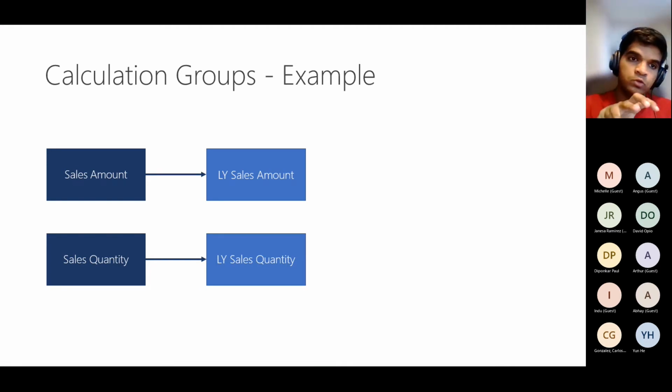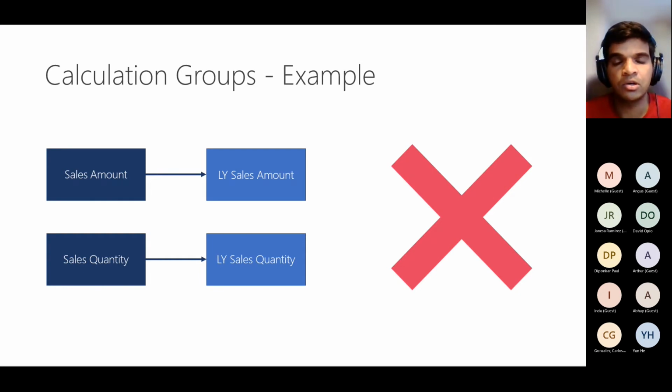So you do have the sales amount and the sales quantity base measures, and those base measures would be referring to two new measures, the last year sales amount and the last year sales quantity, which would give you the last year figures for the sales amount and sales quantity. Now, with calculation groups, that is not the right way to go about things anymore. You don't want to create additional logic.